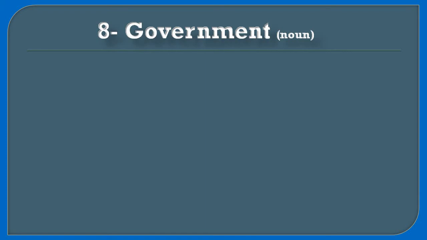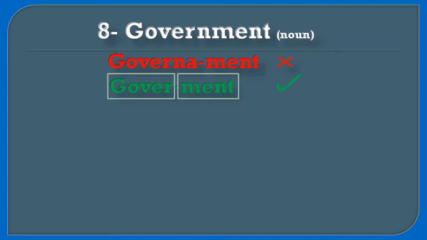Another commonly mispronounced word is government. It's a noun, people mispronounce it government, and government. Some even say government. But that's not the correct pronunciation. Correct pronunciation is government. You have to make the N silent or fade it. Government. Two syllables, right pronunciation.